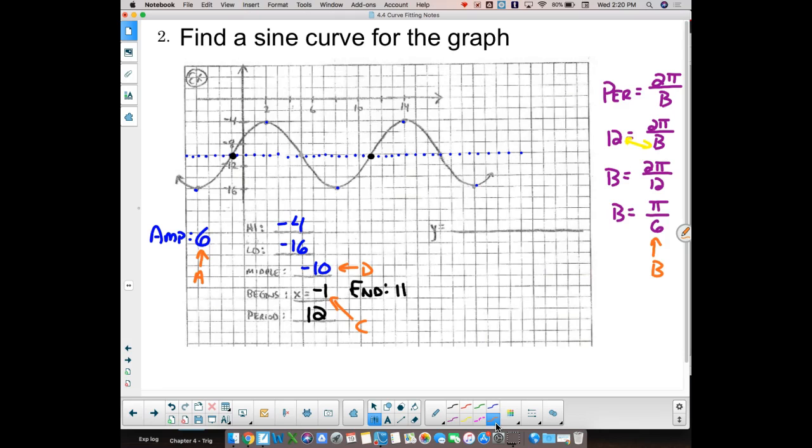So our sine curve is going to be A. We said A was 6. Sine of B. We said B was pi over 6. X minus C. C we said was -1. So this really becomes x plus 1. Double close. Plus D. D we said was -10. There, ladies and gentlemen, is a sine curve that fits this graph.